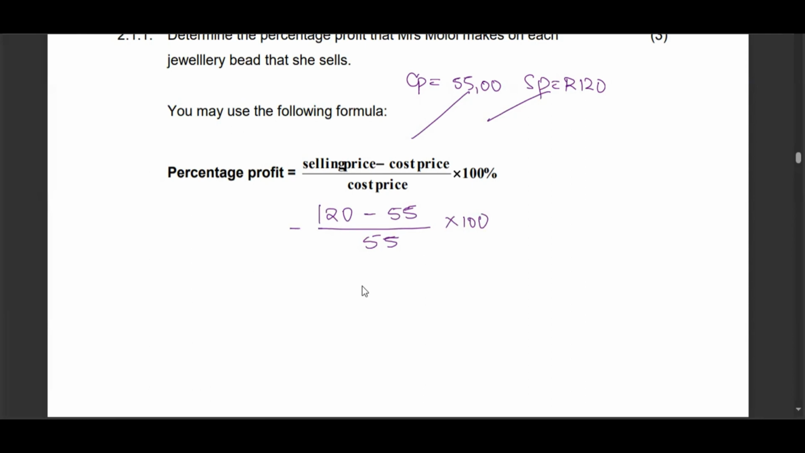So this is 65, we should put it as 118, 18. Forget that percentage there.